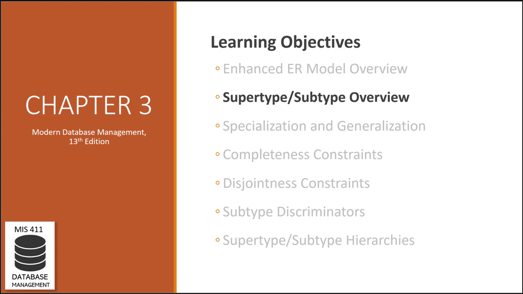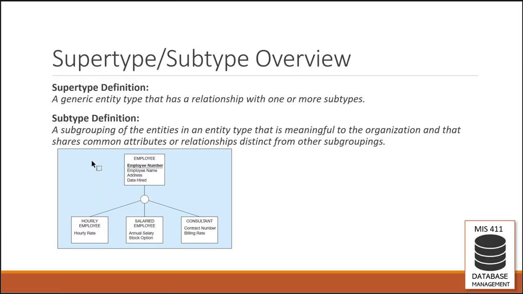So what are supertypes and subtypes, right? So we're going to start with an overview. The definition of a supertype is a generic entity type that has a relationship with one or more subtypes. And conversely, the definition for a subtype is a subgrouping of the entities in an entity type that is meaningful to the organization and that shares common attributes or relationships distinct from other subgroupings. So you can see an example and how it will be represented, and we'll touch on this several times over the course of the next 20 slides or so.